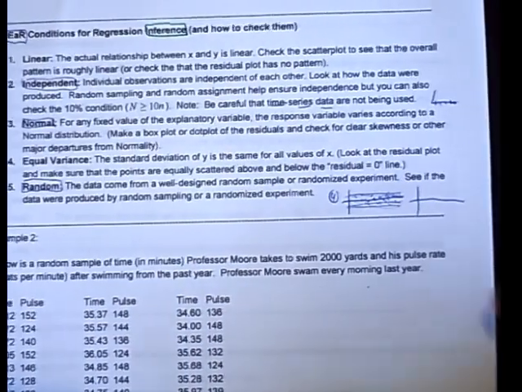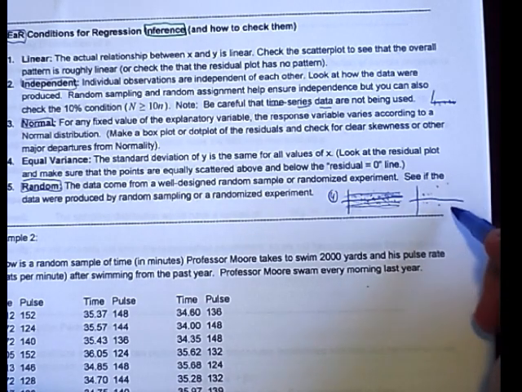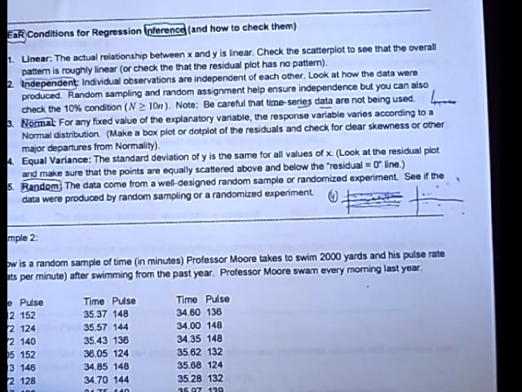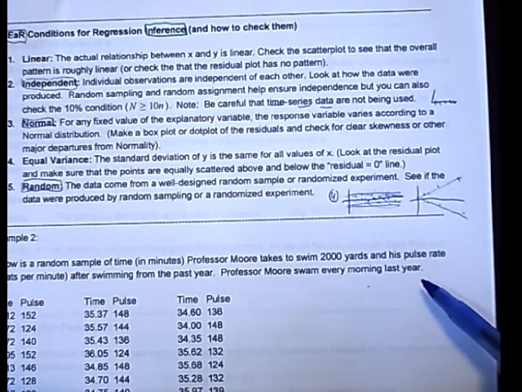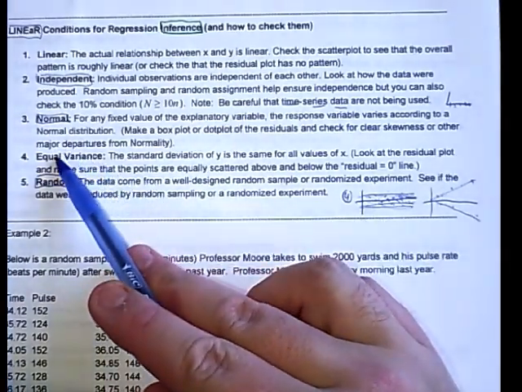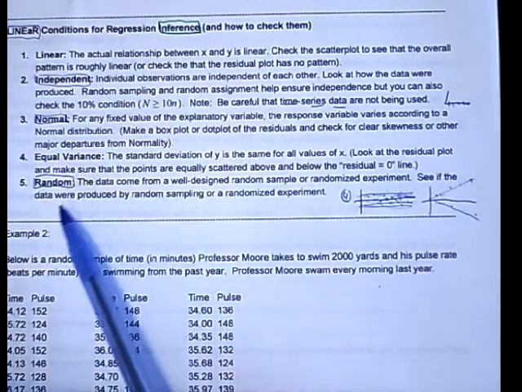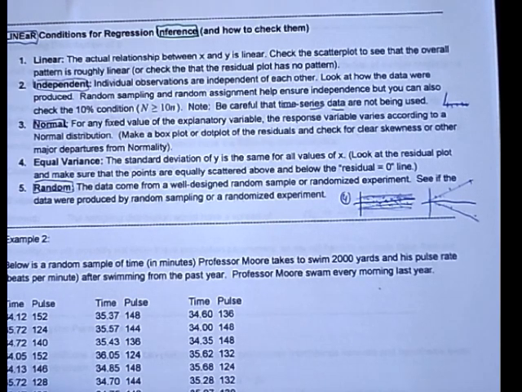This would be bad. If we saw the first couple residuals be close to the line and then we started to get really far away from it, that kind of goes up in a triangle, and we don't want to see that. That would violate this condition. And lastly, what we're used to, just a random condition. The data comes from a well-designed random sample or some sort of randomized experiment. So those are the conditions.